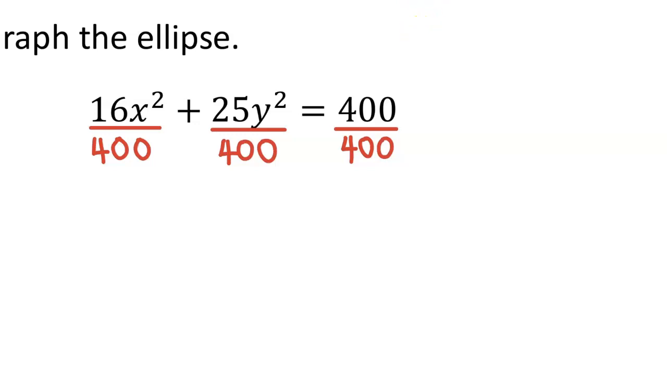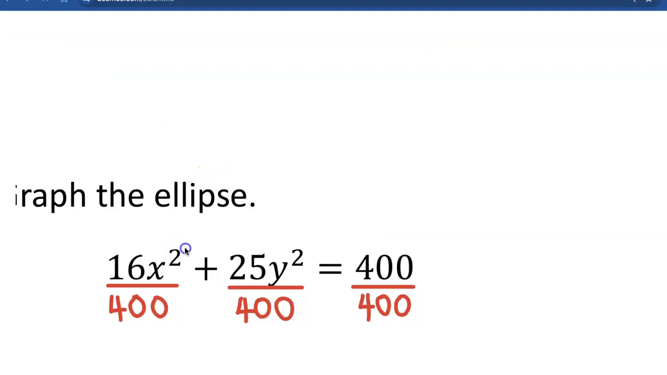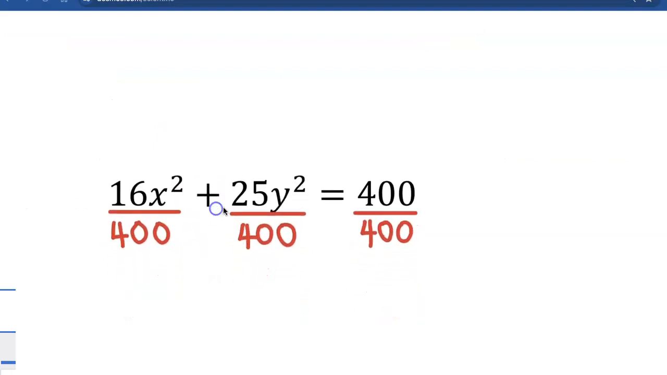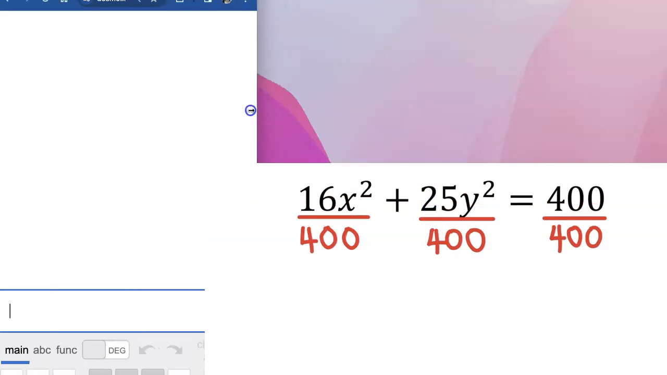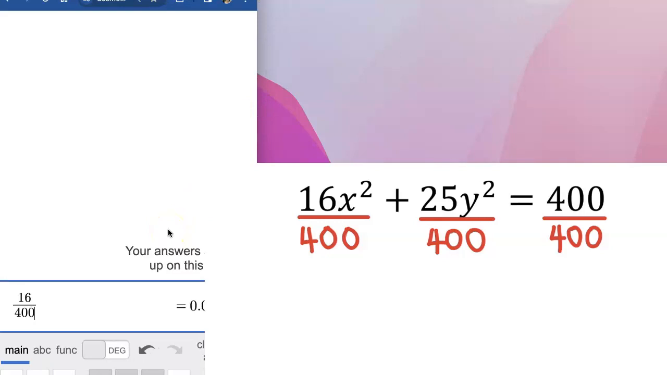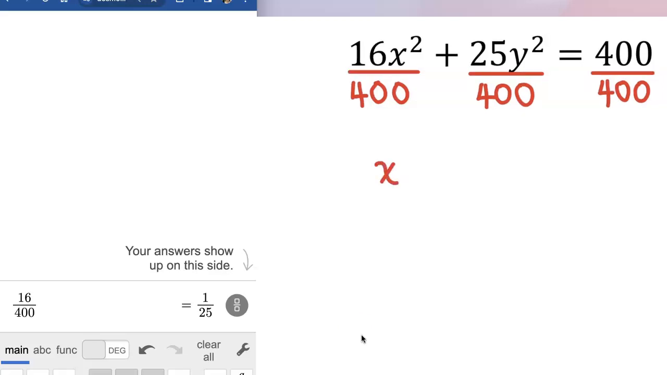I'm going to just open up a scientific calculator real quick. I'm going to Google search scientific calculator. And then I want to reduce this fraction, 16 over 400. If I type in 16/400, the decimal is 0.04, but if I click on this fraction button, I get 1 over 25. So you can reduce it however you like, but because I'm on my computer, I'm going to just use that tool.